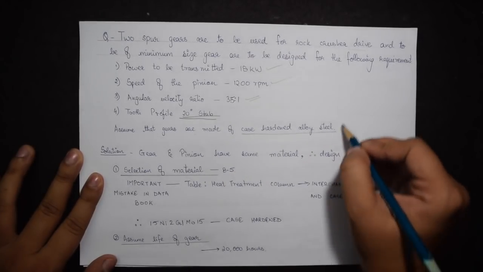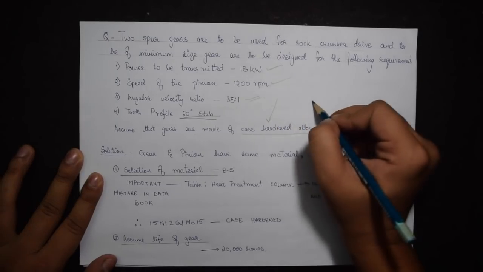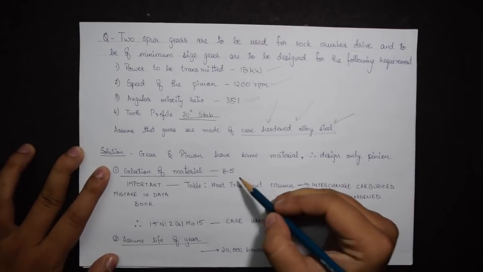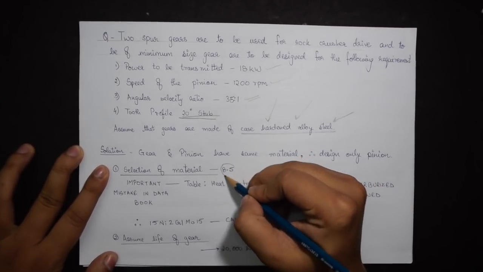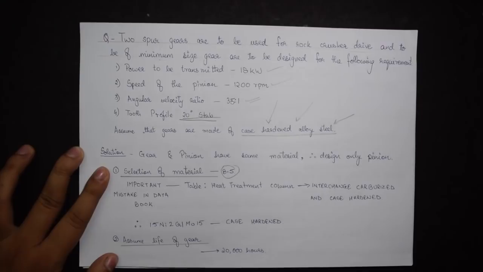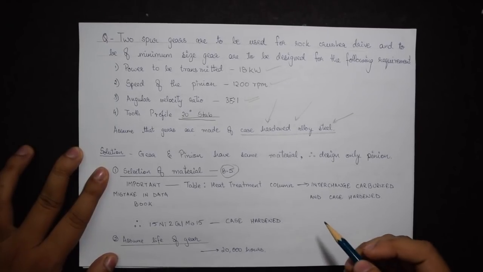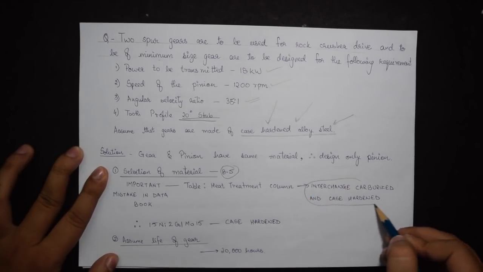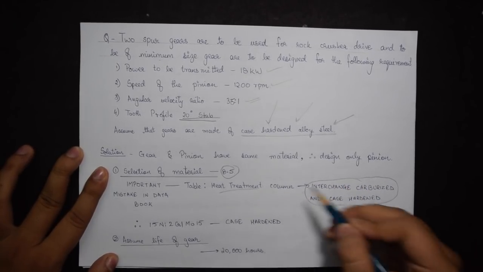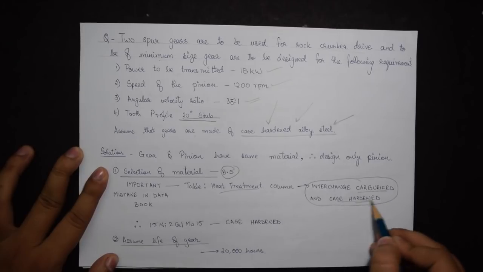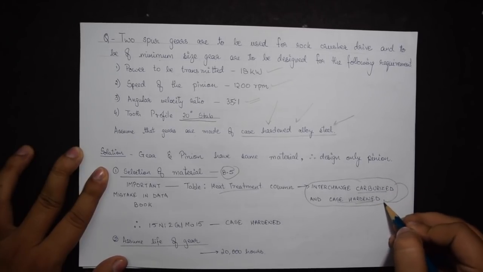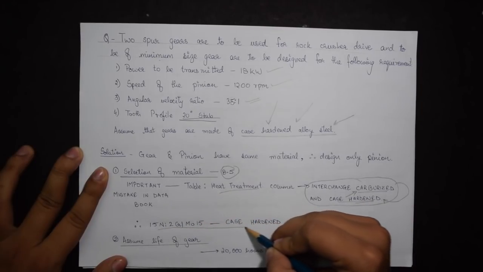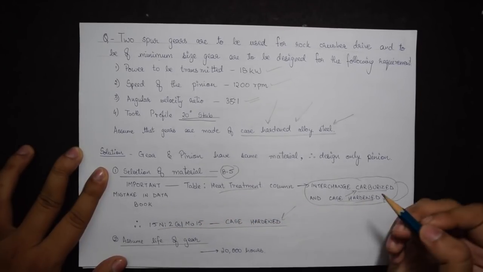Now this is a very important point because as you know, the first step is selection of material. So from page number 8.5, we will be selecting case hardened material. Now there is a correction in the book. We see under the heat treatment column, the carburized and case hardened have to be interchanged. So case hardened becomes 15Ni2Cr1Mo15. This is the one we'll be selecting for the question.